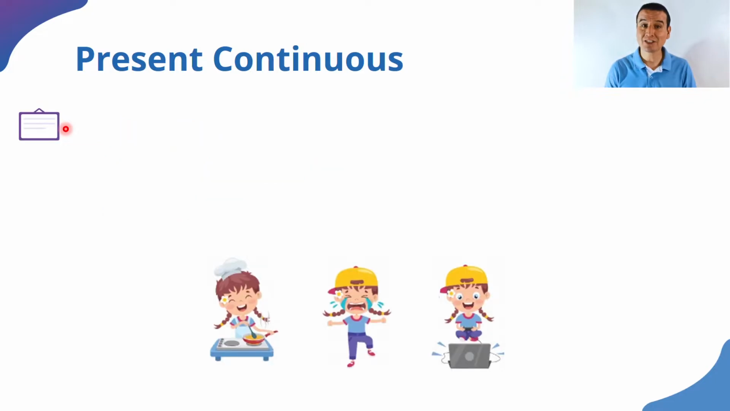There are some actions that don't last for just one fraction of time or one instant, or that happen regularly, habitually. But when we need to describe actions in progress, actions that are taking some time, that last for some time, actions with certain duration, we use the present continuous. Let's look at these examples.